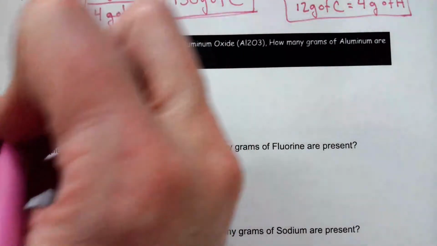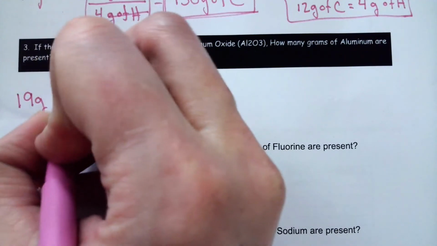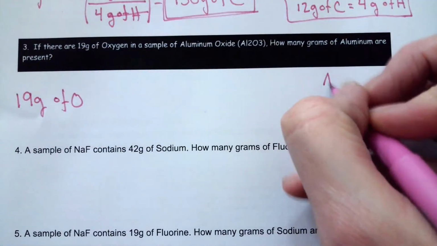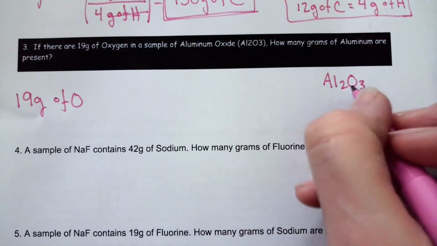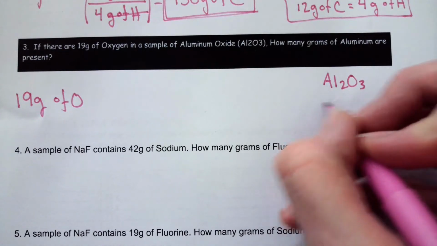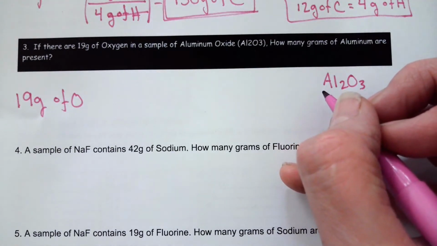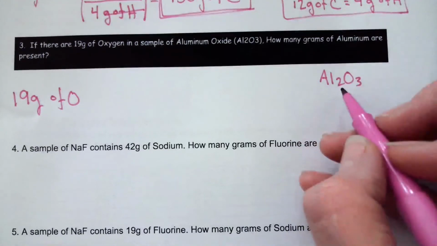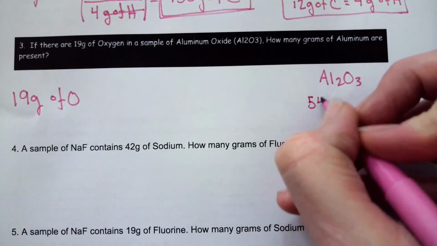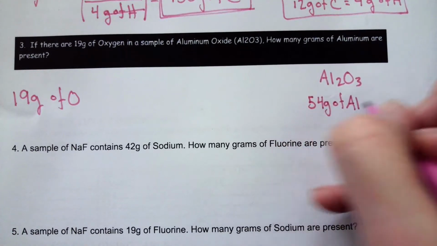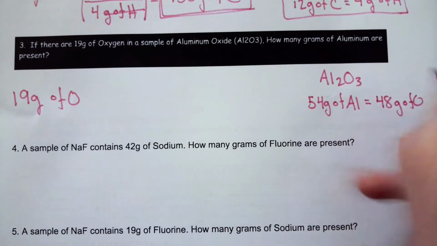Alright, if there are 19 grams of oxygen, again pause if you want to try set it up yourself, in a sample of aluminum oxide. So there's 2 parts aluminum to 3 parts oxygen. We want to know how much aluminum is present. So what we're going to do is take the aluminum's mass on the periodic table times 2, and I get a mass of 54 grams of aluminum is equal to 48 grams of oxygen.